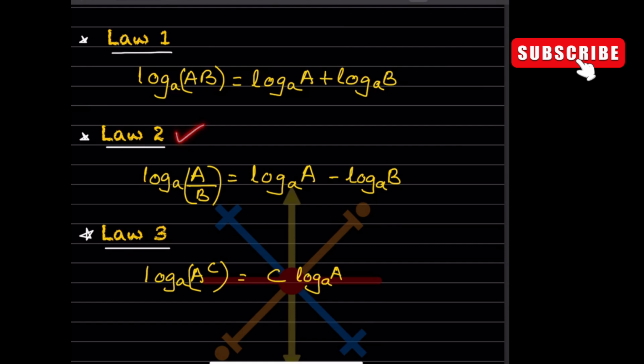The second law is log of A divided by B to the base A. So that is going to be log of A to the base A, capital A, that means to the base A, minus log of B to the base A. This is the second law.